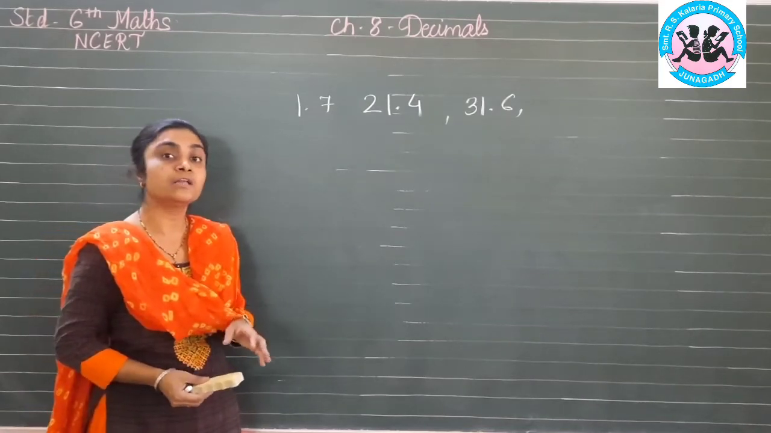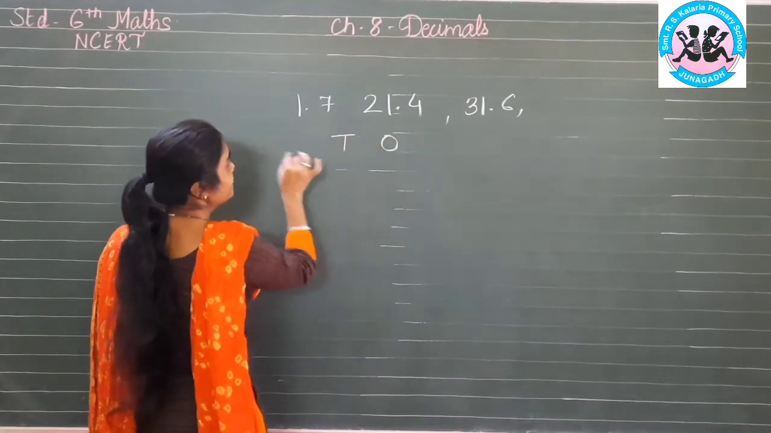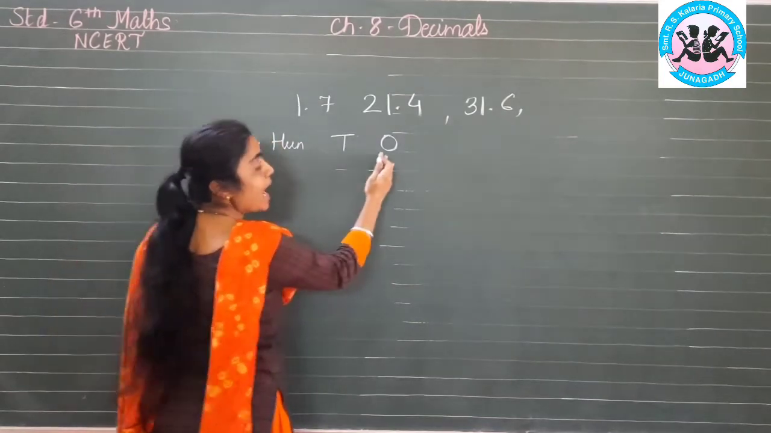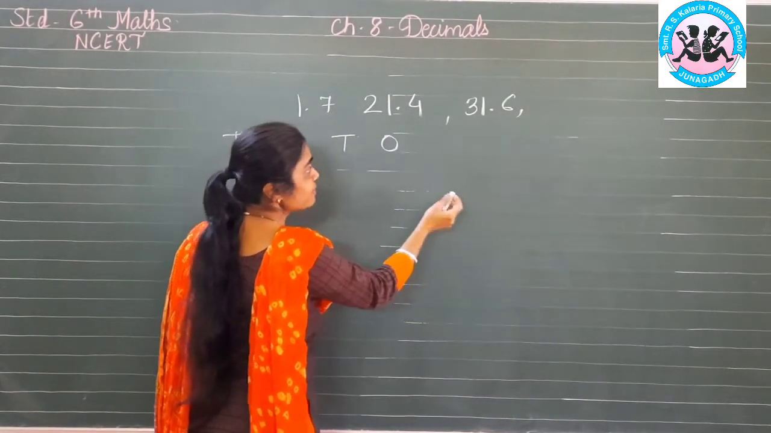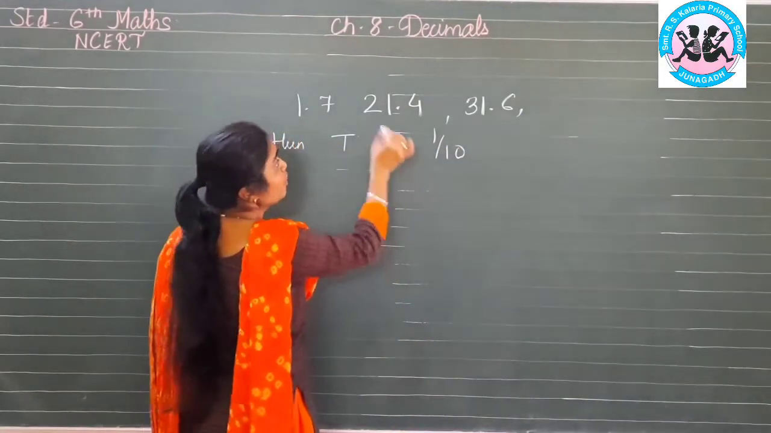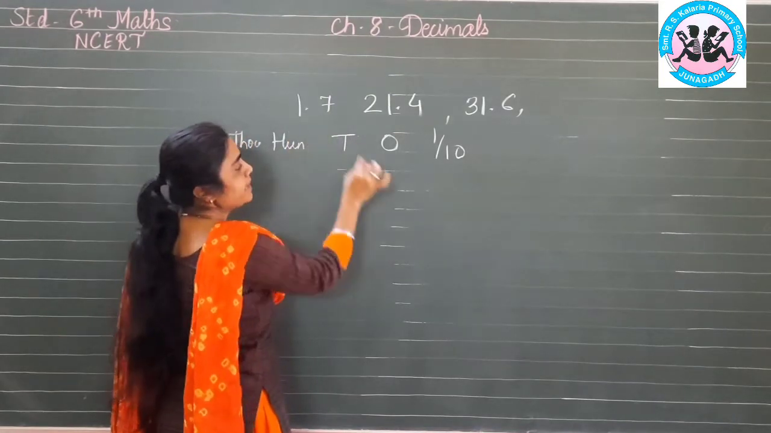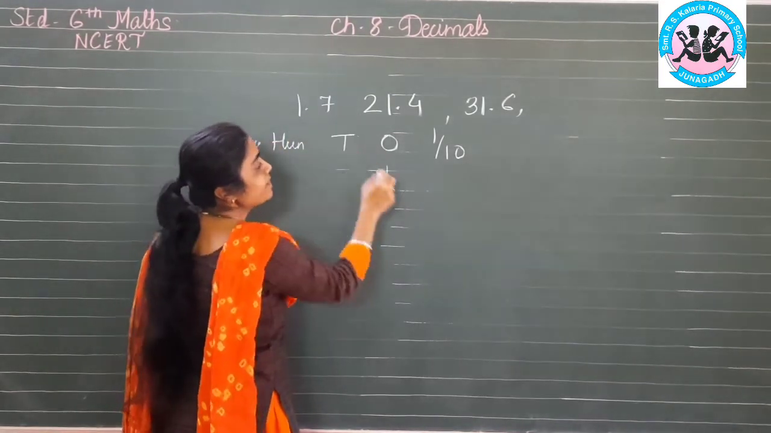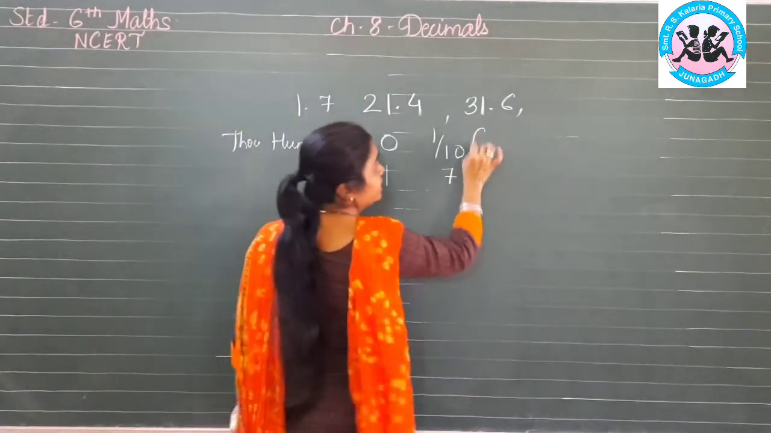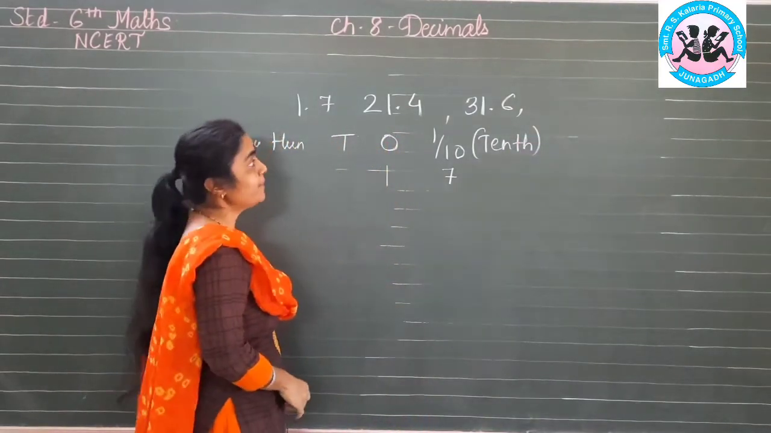we have seen all the place values. We started from ones, tens, hundreds and thousands. Now after ones, the place value which will come is 1 upon 10th. So if I want to write down this number 1.7, 1 will be in the ones place and 7 will be written in the 1 upon 10th place. It is written as TENTH, that is the 10th place.